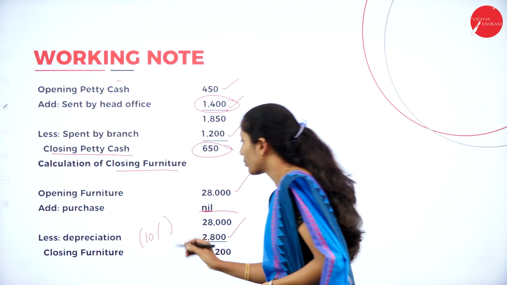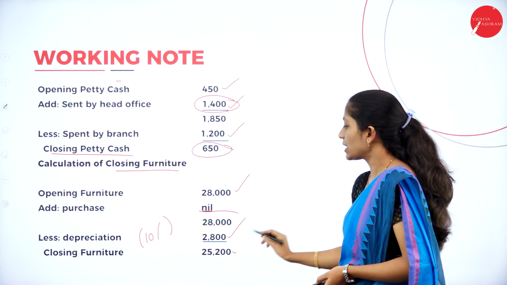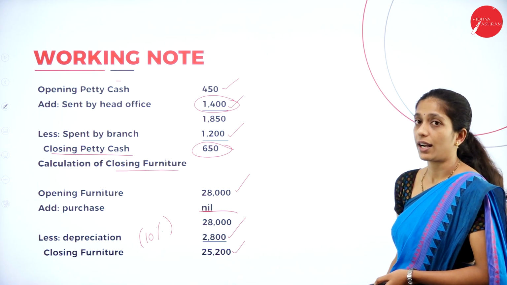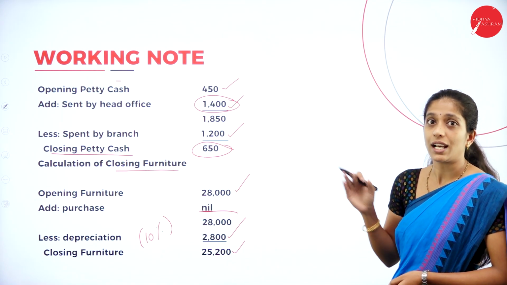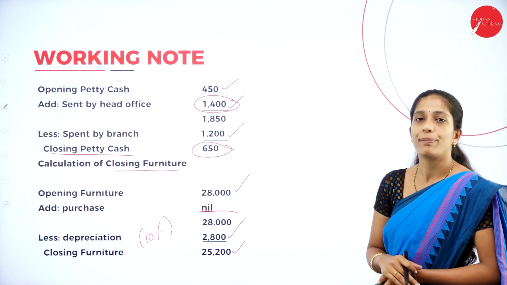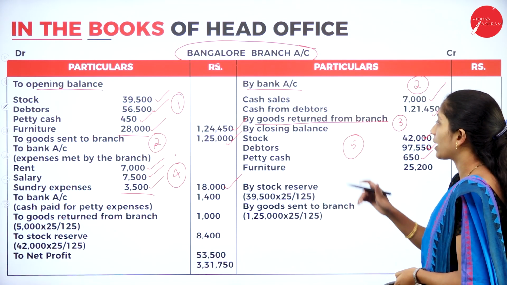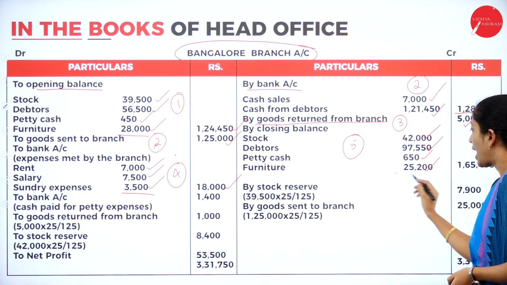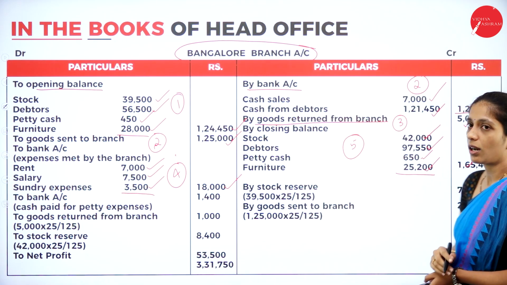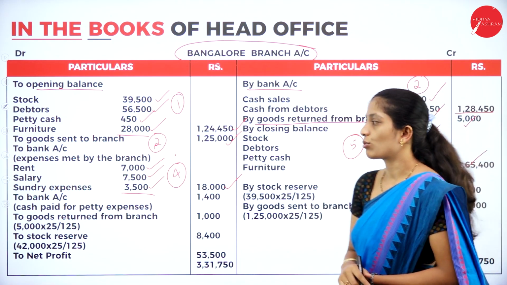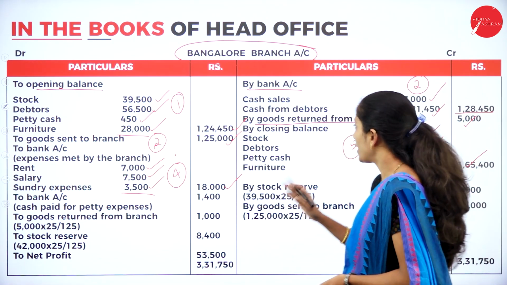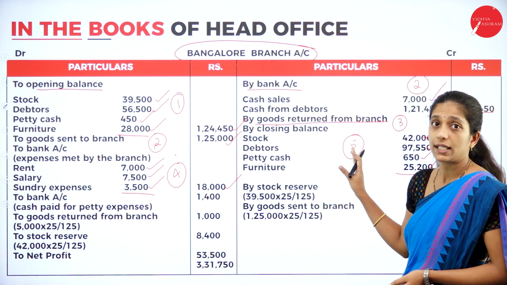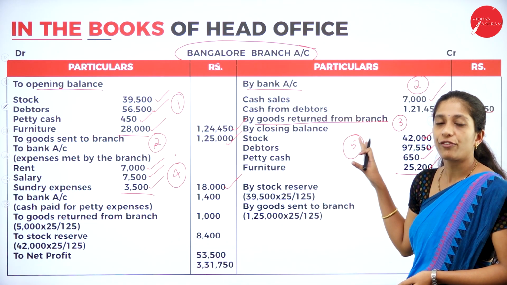So they have given in the question the closing furniture, which is 25,200. So record that furniture in the closing balance of the branch account. How to record? Furniture 25,200. So add all these and write the total in the outer column: 1,65,400. Now we are done with the fifth item, that is, the recording of the fifth step.